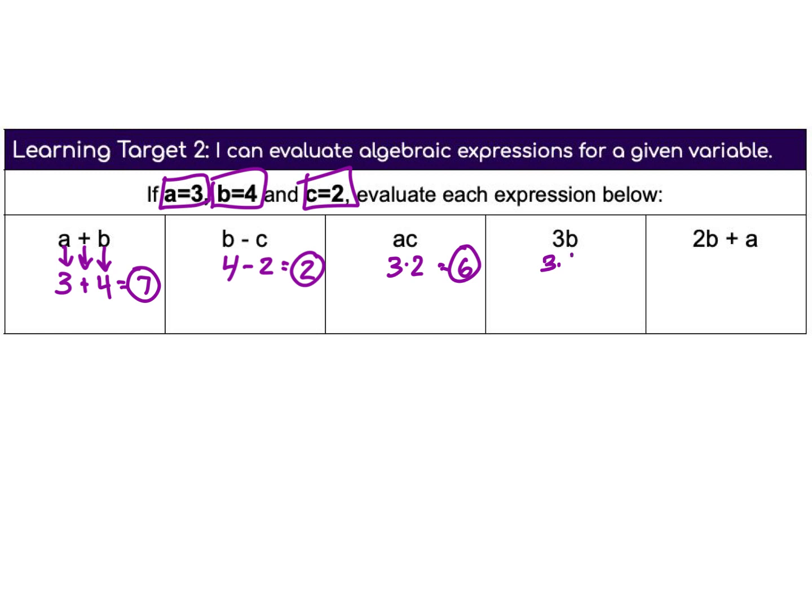So 3 times 4, and that gives us 12. And the last one, we have two things going on. I have 2 times b, and then I have plus a. So we want to do these in order of operations. We'll do our 2 times b first, and then we'll add on the a. So we've got 8 plus 3 is 11.